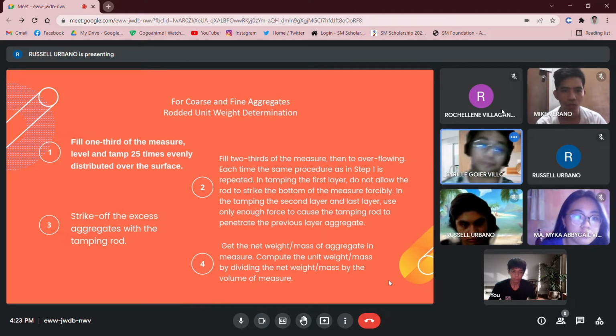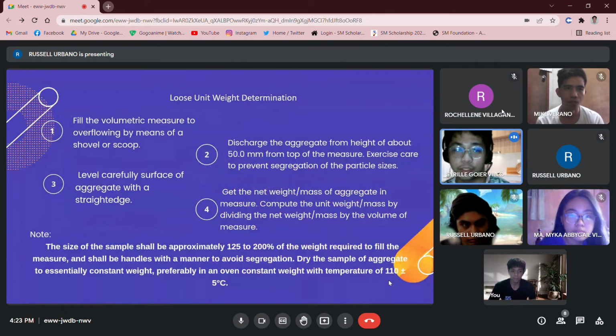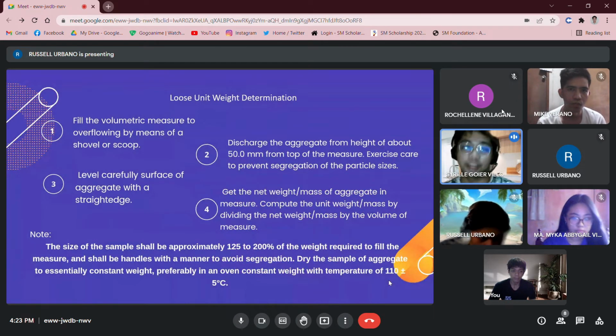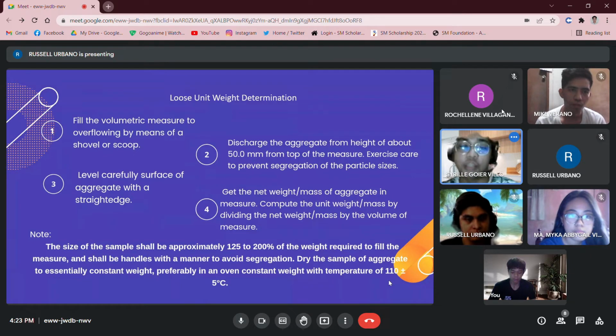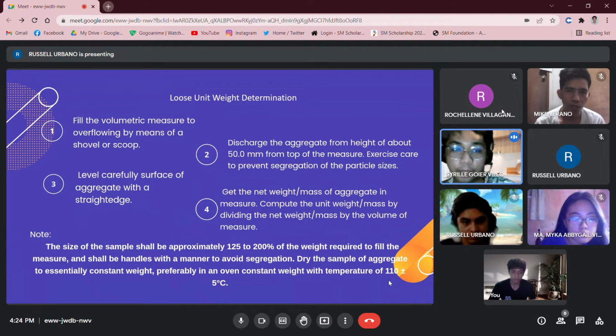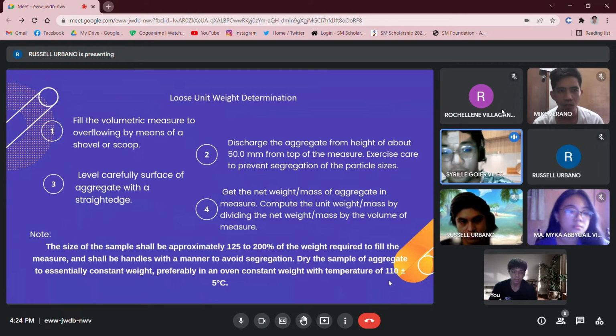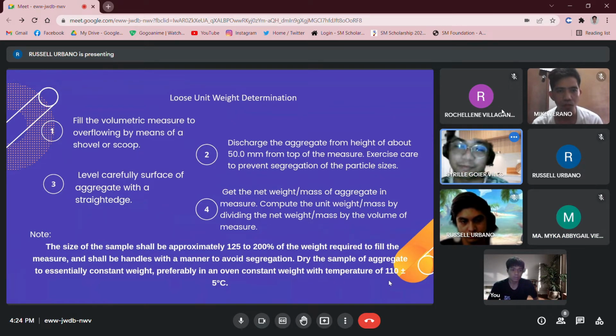Next, for loose unit weight determination, first, fill the volumetric measure to overflowing by means of a shovel or scoop. Second, discharge the aggregates from a height of about 50 millimeters from the top of the measure. Exercise care to prevent segregation of the particle sizes. Third, level carefully the surface of the aggregate with a straight edge. Fourth, get the weight or mass of aggregate in the measure. Compute the unit weight or mass by dividing the net weight or mass by the volume of the measure.